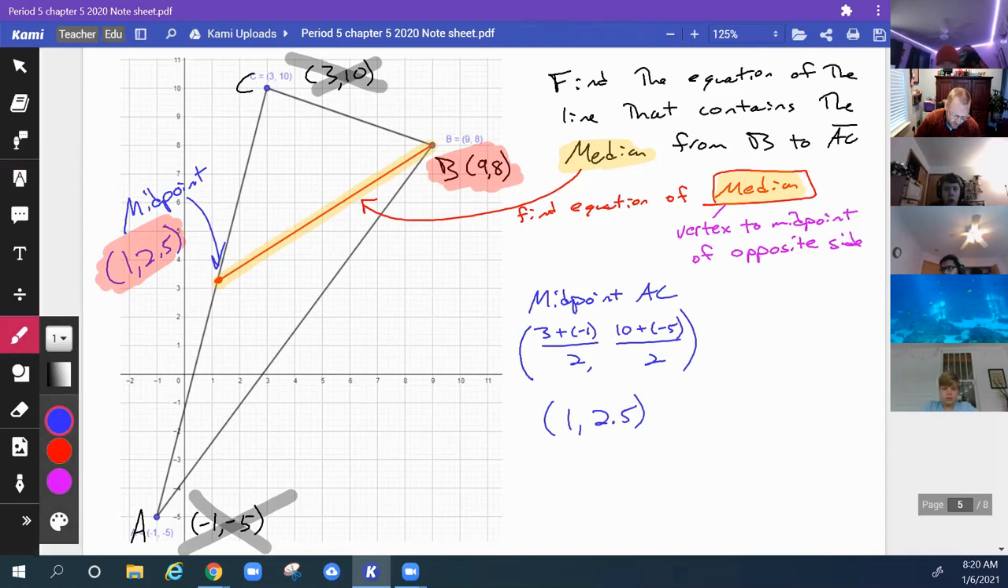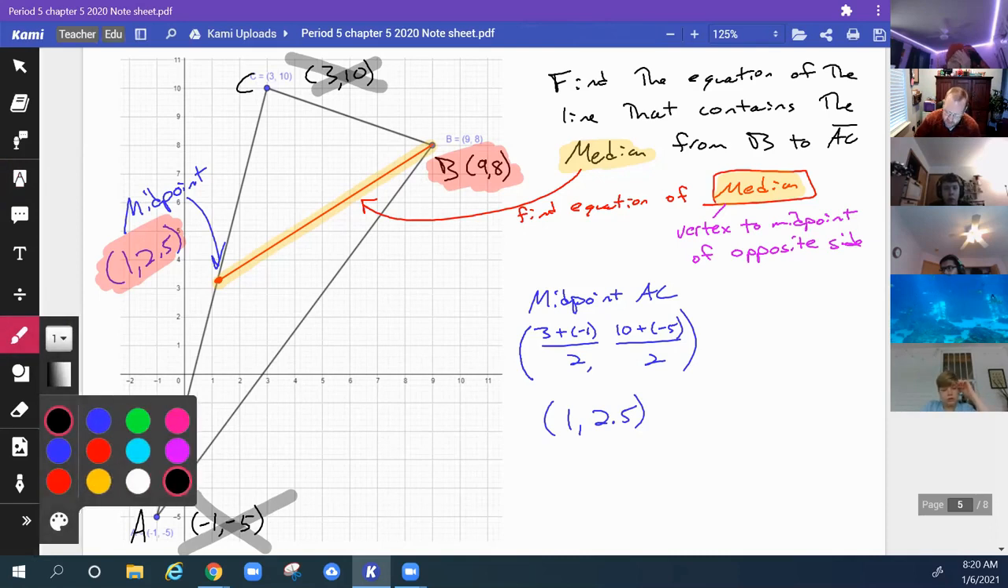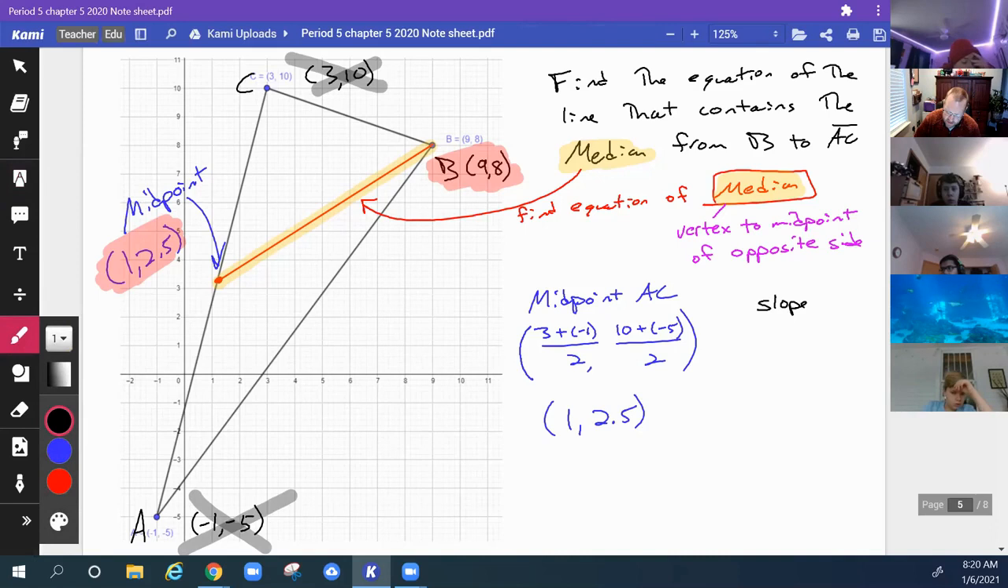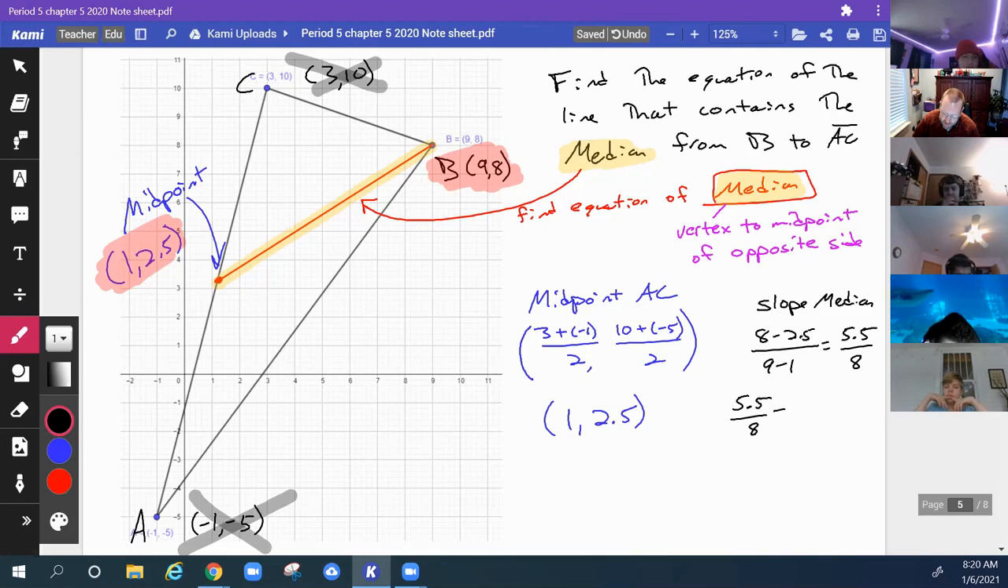That is going to be right here, the slope of the median. And the slope of the median, remember, is just y2 minus y1 over x2 minus x1. So it's going to be 5.5 over 8. Now, if you're not a big fan of 5.5 divided by 8, you could also make it 55 over 80. It's going to be a little bit easier to work with. But now I have everything that I need to write the equation of that line.